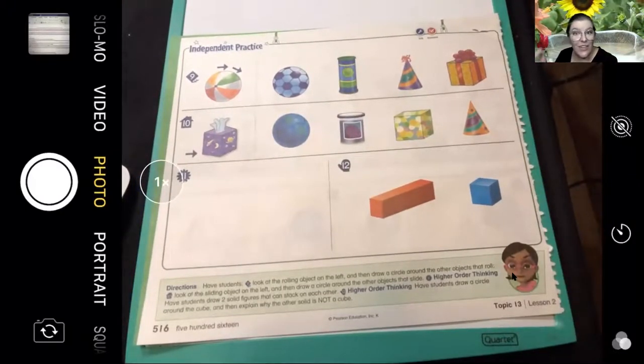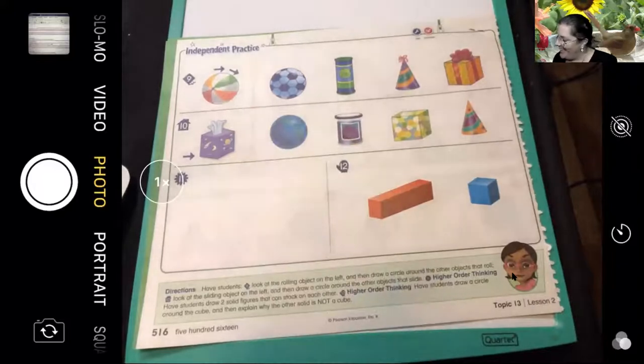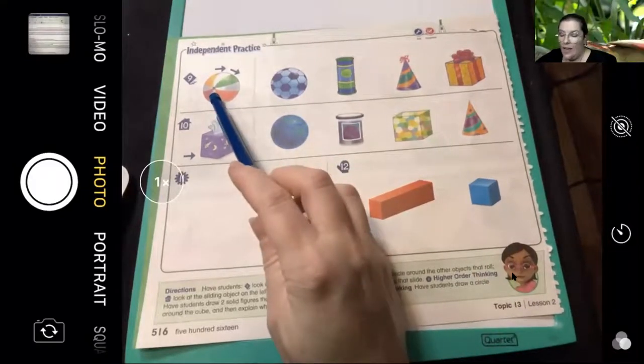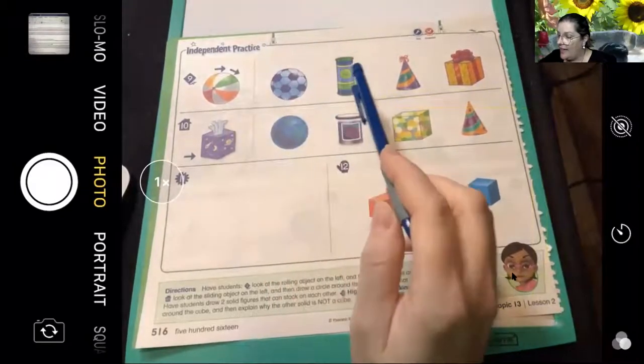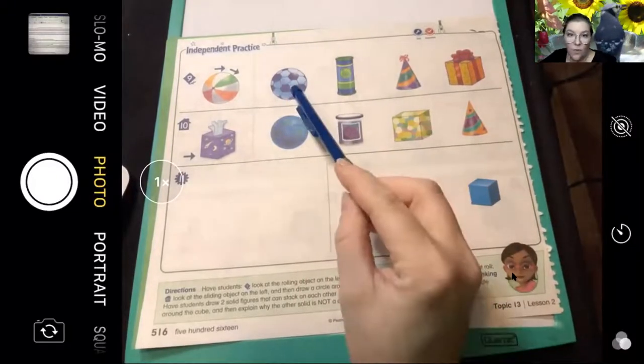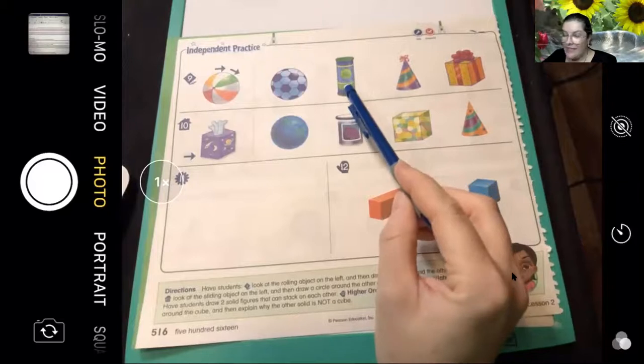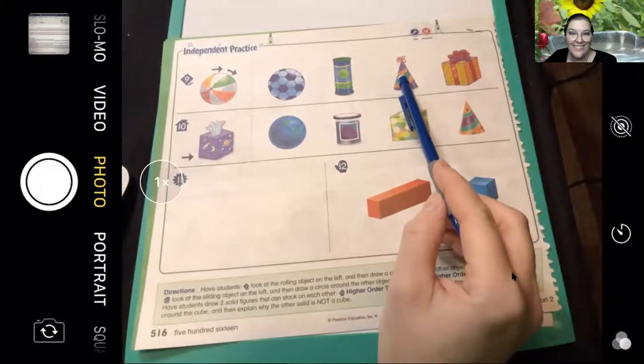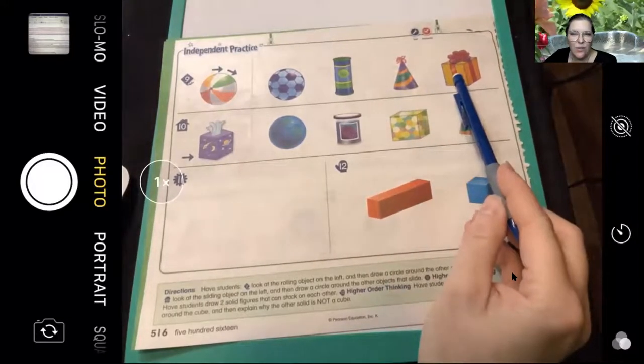So I'm going to read the directions, and you're going to complete the task. Here we go. Number 9, look at the rolling object on the left. Then draw a circle around the other objects that roll. So any of the other objects that roll, draw a circle on it. So can a ball roll? How about this cylinder if it was on its side? How about this cone, the party hat? How about this gift? Does the gift roll?